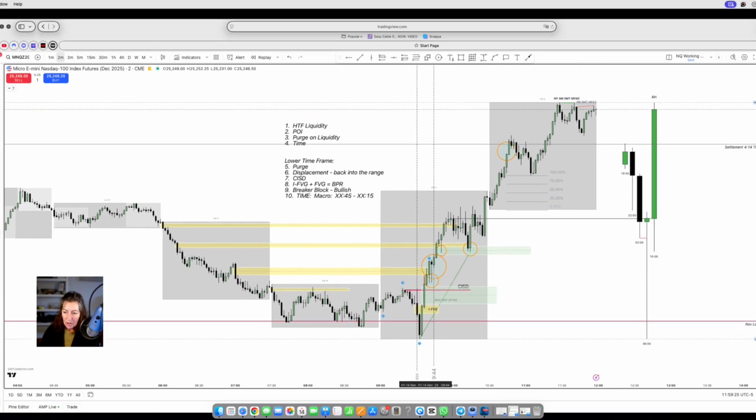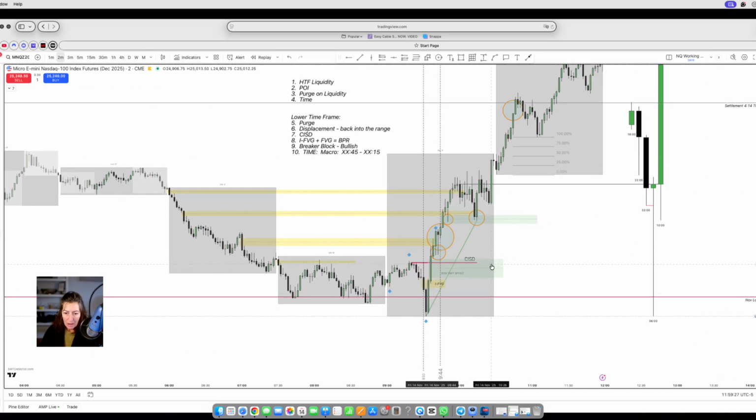Let's talk about stop loss. So stop loss, let's say you were getting in on this fair value gap, I would put my stop loss probably at the bottom of this down close candle here.